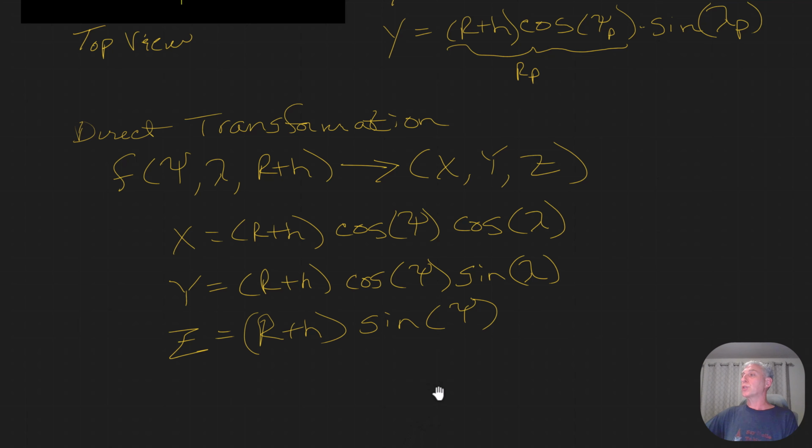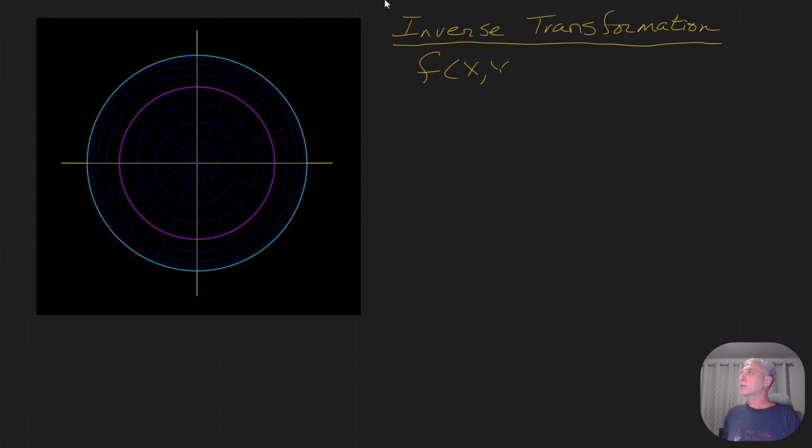Now, how about the other direction? And like magic, I have a clean slate. So the other direction, we're looking at the inverse transformation. And for that we need a function which takes us from X, Y, and Z to latitude, longitude, and R plus H.